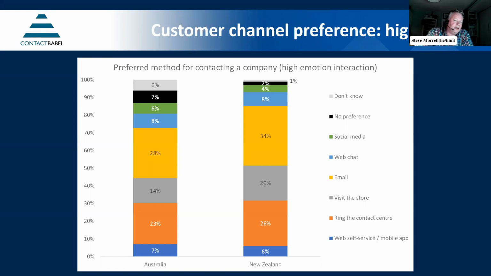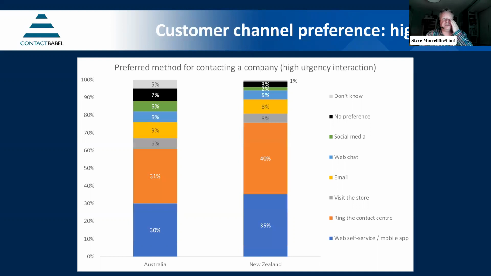So let's look at the next scenario. That was high emotion interactions. This was high urgency interaction. So we gave customers a scenario that, okay, this is a highly urgent issue. Give an example of, say, you need to collect somebody from the airport and you need to make sure that the plane's arriving on time. So in this case, the contact centre is, again, a popular choice. 31% Australia, 40% New Zealand. But there's been a real jump here in the use of web self-service, and we've included mobile apps in there as well, as the first preference.